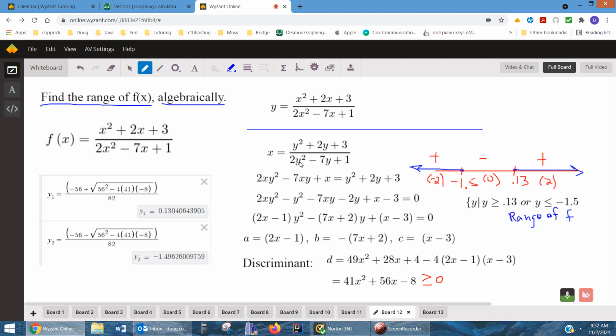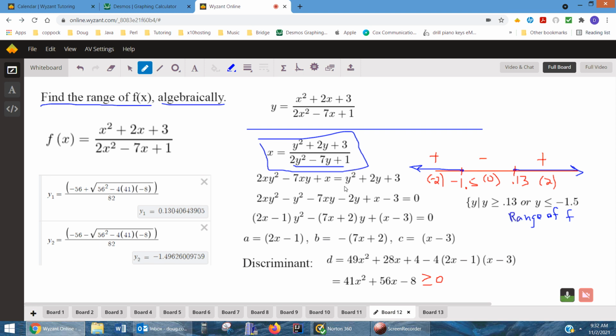But here I interchanged x and y, and now I'm going to solve this equation for y if possible. And then we're going to find out any restrictions on x. And those restrictions will let us determine the domain of the inverse, the range of the original function. Sorry. So if I multiply both sides by this denominator, x times 2y squared minus 7y plus 1 gives us this, and equals y squared plus 2y plus 3.